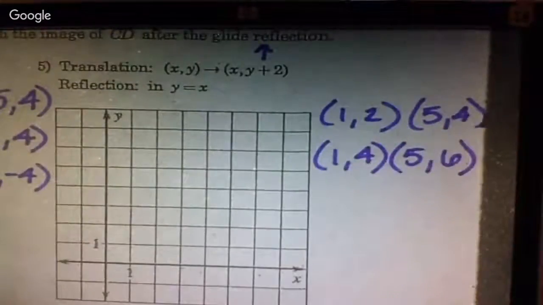1, 4, 5, 6. I think we missed 2 and 3. Maybe they don't know how to count.